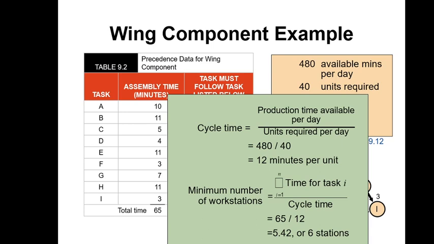If the number comes out as 5.1 workstations, what is the number of workstations? 6. You always round up, because there is no part of a workstation, and you always take the higher number, because you have to complete the operation in order to assemble your product. So please remember this note: the number of workstations always rounds up, no matter how small the fraction is. 5.008, 5.005, you will still have 6 workstations.